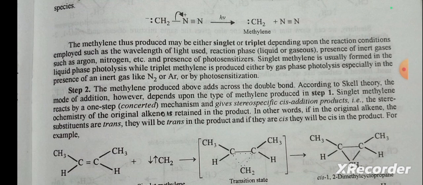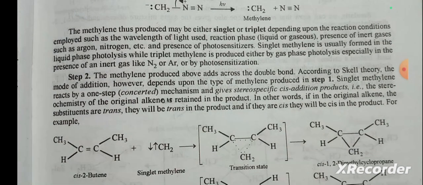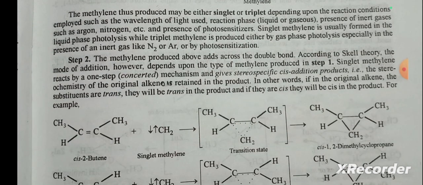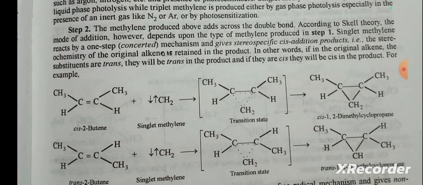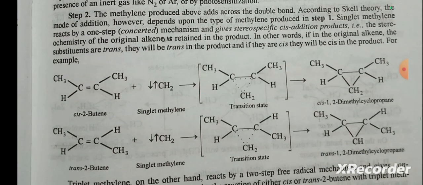the light used, reaction phase, the presence of inert gas such as argon or nitrogen, and the presence of a photosensitizer. Singlet methylene is usually formed in the liquid phase photolysis, while the triplet methylene is produced either by the gas phase photolysis in the presence of an inert gas like N2 or argon, or by photosensitization. Second step: the methylene produced above adds across the double bond.